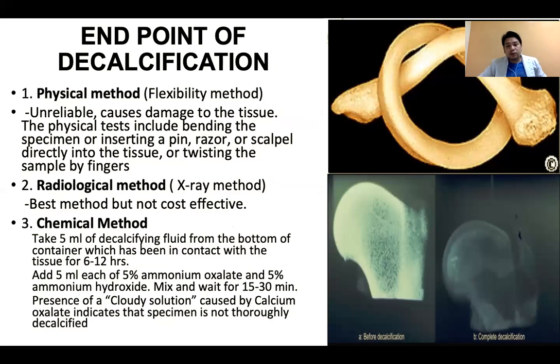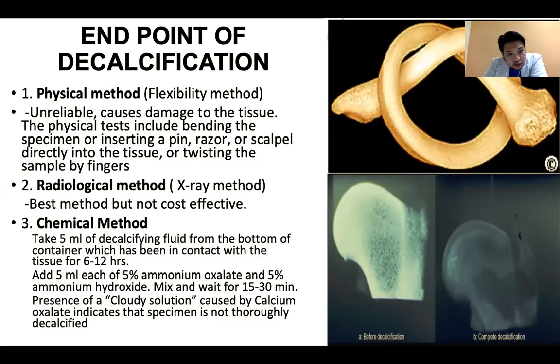So how do you know if the process of decalcification is already complete? We have 3 types of testing the endpoint of decalcification. First, we have physical method or the flexibility method. Unreliable siya, causes damage to the tissues kasi bend mo or you're going to prick it using pin, razor, or scalpel. Okay, that's the first physical method.